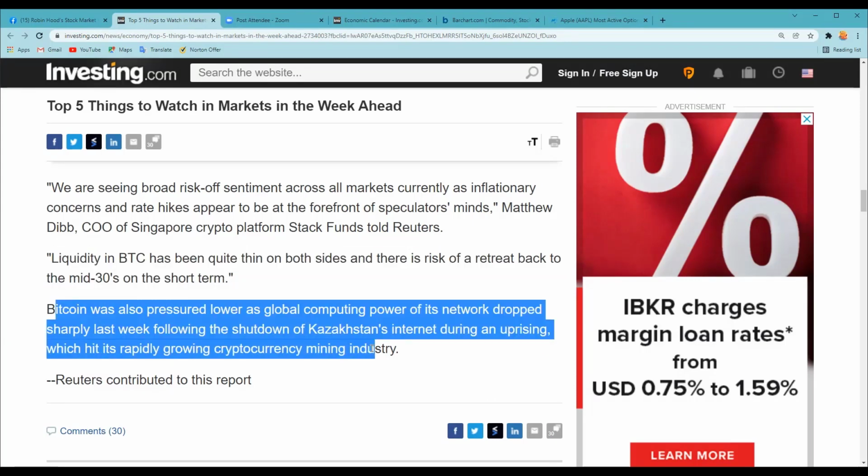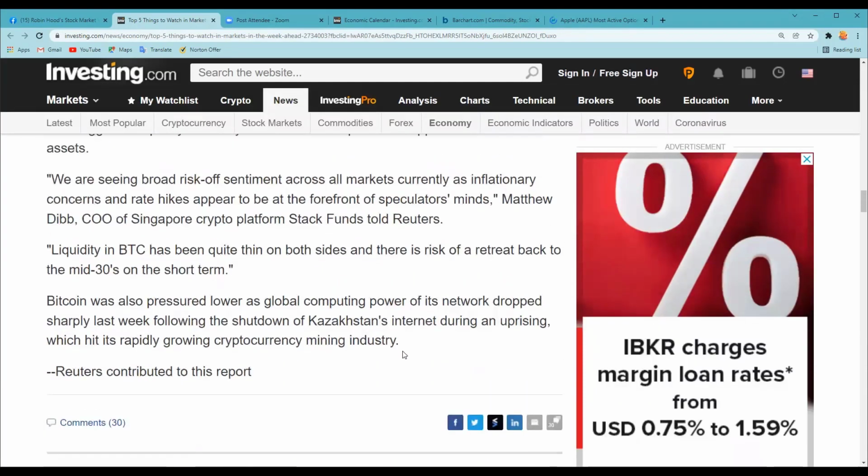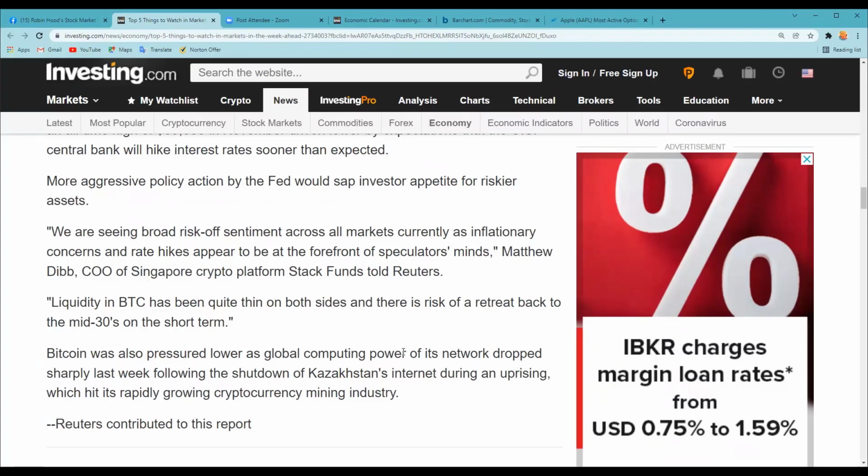Bitcoin was also pressured lower as the global computing power of its network dropped sharply last week, followed by the shutdown of Kazakhstan's internet during an uprising, which hit a rapidly growing cryptocurrency mining industry. It was very interesting how cryptocurrency can really be affected by international issues. But again, bad news can be great news. It just depends on how we utilize this information.